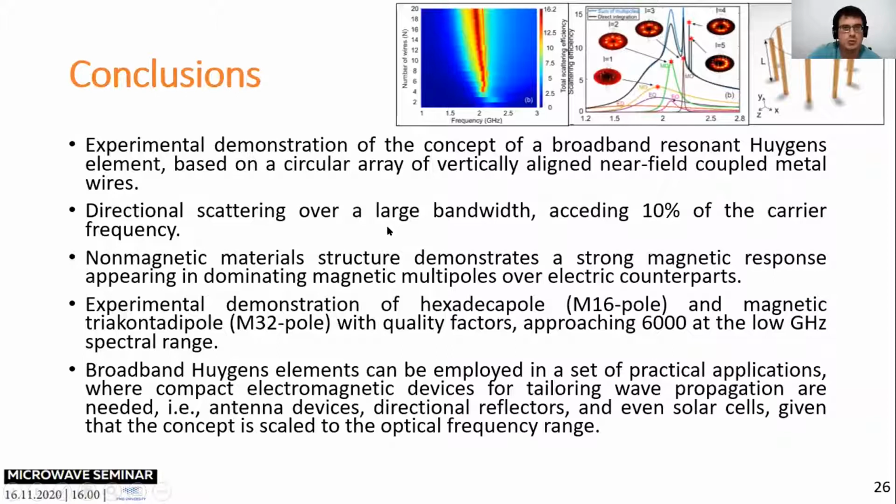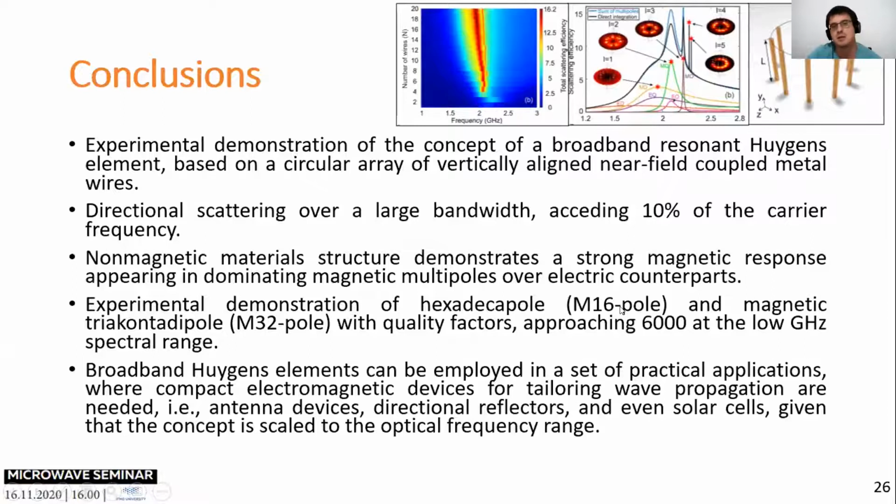We showed this directional scattering over a large bandwidth, and we showed, not novelty, but an interesting thing, that a set of electrically reflecting particles can combine this magnetic response.